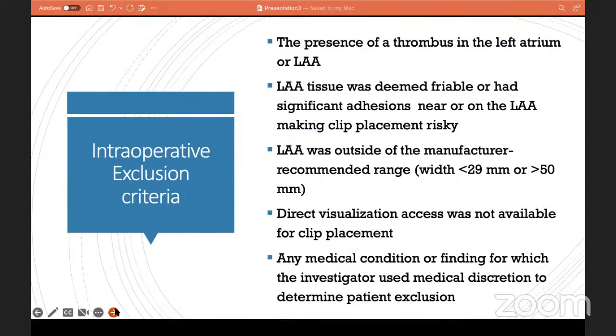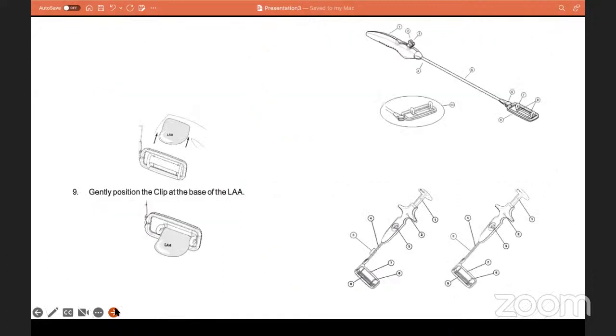Because this article was sponsored by the company that makes the AtriClip, which is AtriCure. And the fifth point is direct visualization access was not available for the clip placement. And lastly, any medical condition that the primary investigator may deem as an exclusion criterion. So this is what I found on the website.